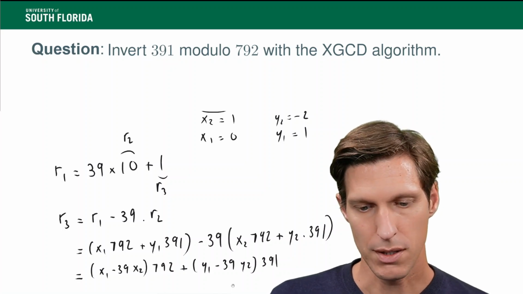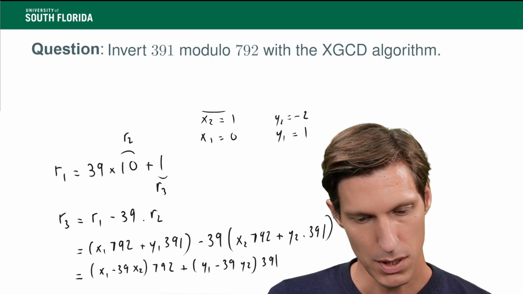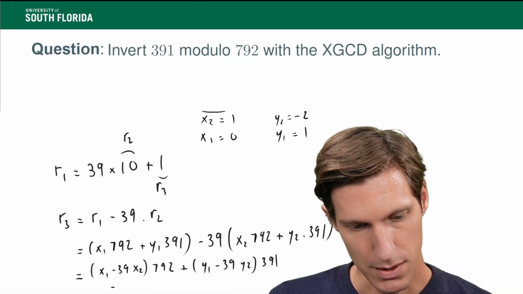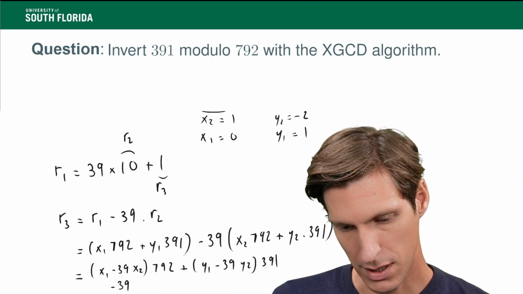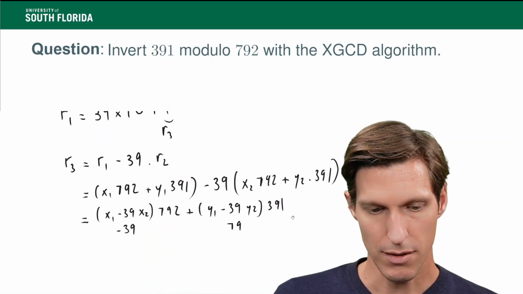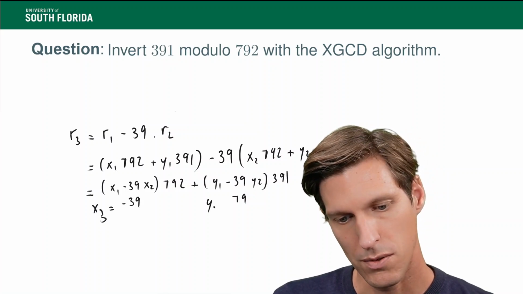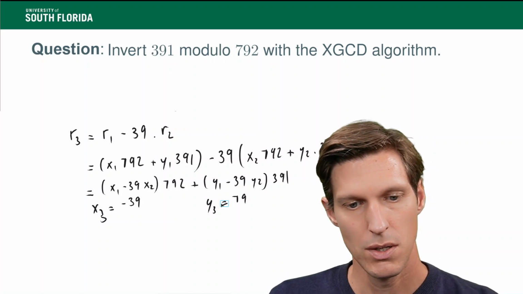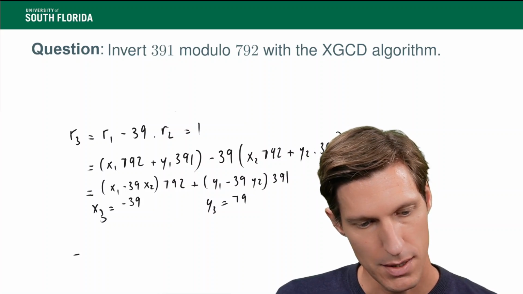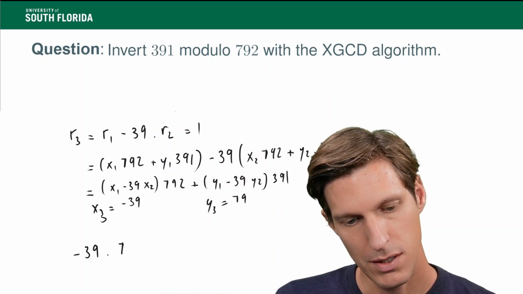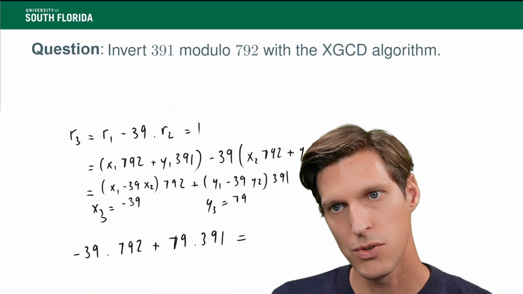So how do I calculate these values? I remember that I have x1 and x2, okay? So here I have that this thing is minus 39, because x1 is 0, x2 is 1. And this is 79 here, all right? So what I have now is x3 is minus 39 and y3 equals 79. And since r3 was equal to 1, I have that minus 39 times 792 plus 79 times 391 equals 1.